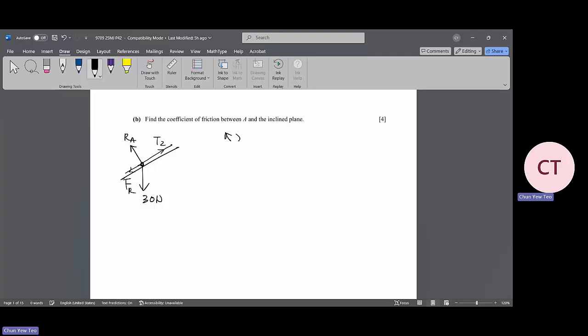So if you resolve the forces this way, the angle over here is inclined at 30 degrees. So RA is equal to mg cos theta, so you get 15 root 3. So your frictional force will be mu R, the mu we do not know, so it's 15 root 3 mu. Okay, so this is what we have.